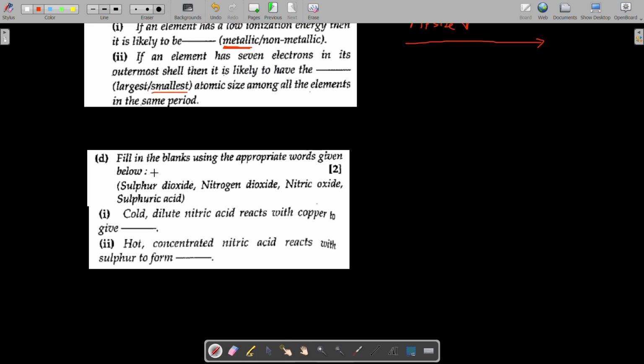Fill in the blanks using abbreviated words. So here words are given in the bracket. Cold dilute nitric acid reacts with copper to give, very important, nitrogen monoxide, that is nitric oxide. So here you have to write nitric oxide. Hot concentrated nitric acid reacts with sulfur to form sulfuric acid. It will give us sulfuric acid.